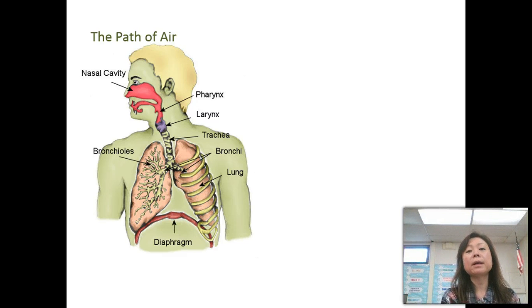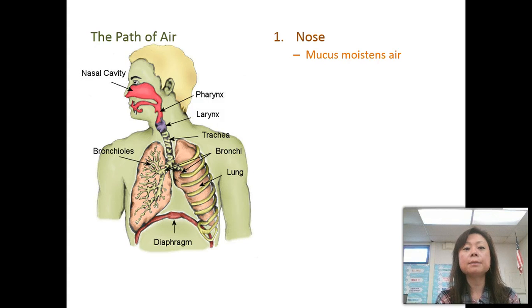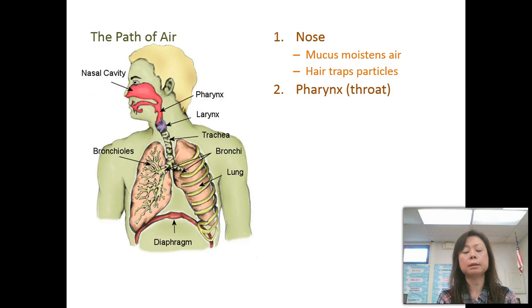Okay, next I'm going to talk about the path of air, how it gets from the outside into your body. First, air enters through your nose, and in your nose you have a sticky substance called mucus, and it keeps your nose from drying out, and it also traps any dust particles that might go in. You also have little hair-like things called cilia that also trap particles. Then the air will move down to the pharynx. We call it the throat. The throat connects the mouth and the nose.